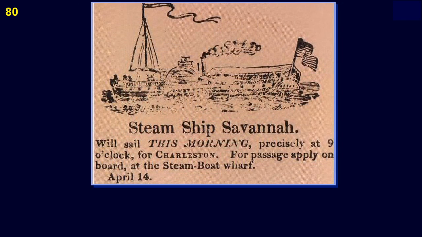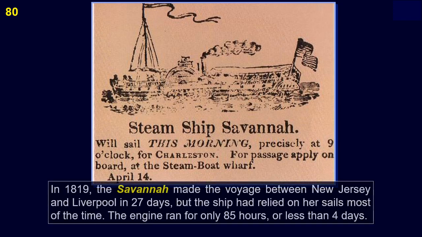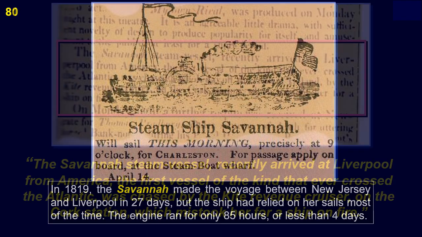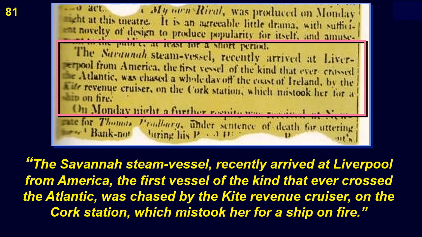In 1819, the Savannah made the voyage between New Jersey and Liverpool in 27 days, but the ship had relied on her sails most of the time. The engine ran for only 85 hours, or less than 4 days. The Savannah steam vessel recently arrived at Liverpool from America. The first vessel of the kind that ever crossed the Atlantic was chased by the Kite revenue cruiser on the Cork station, which mistook her for a ship on fire.